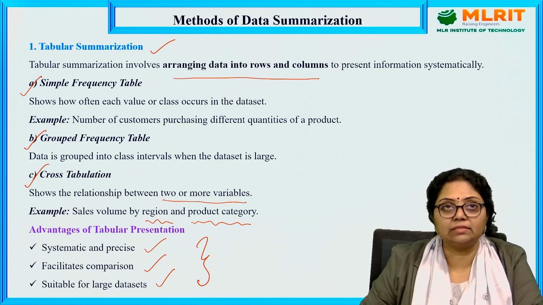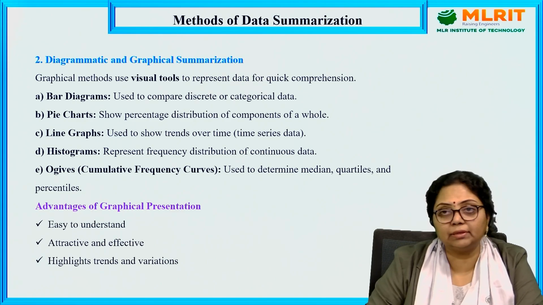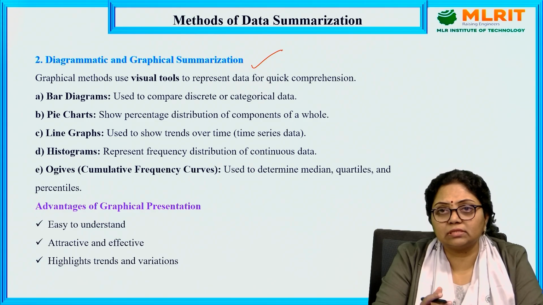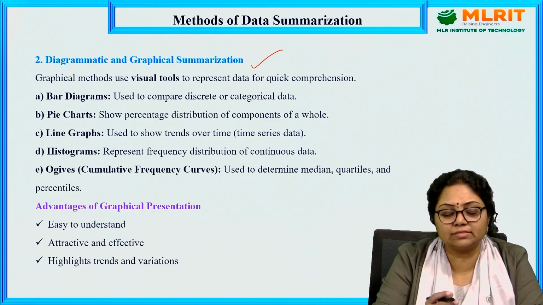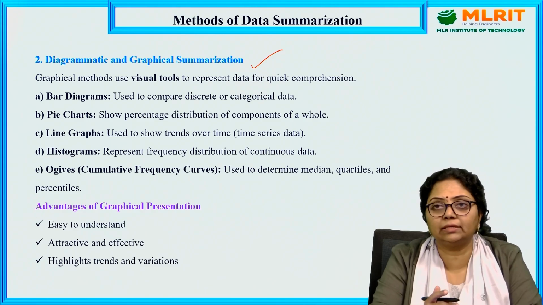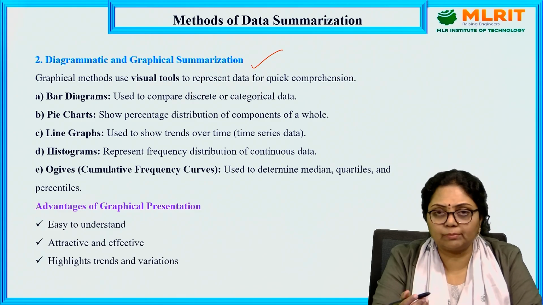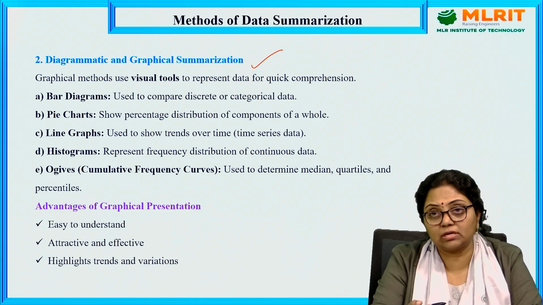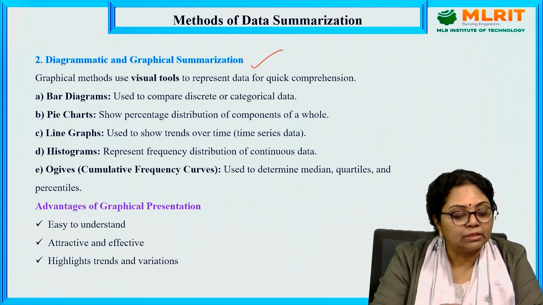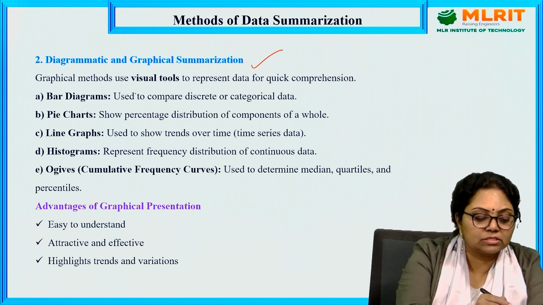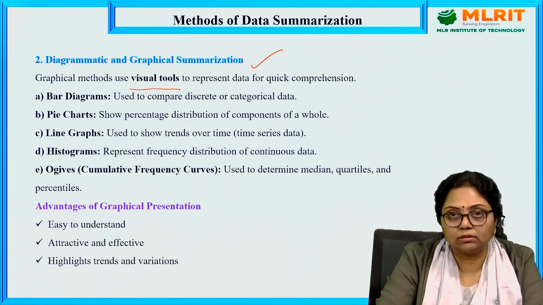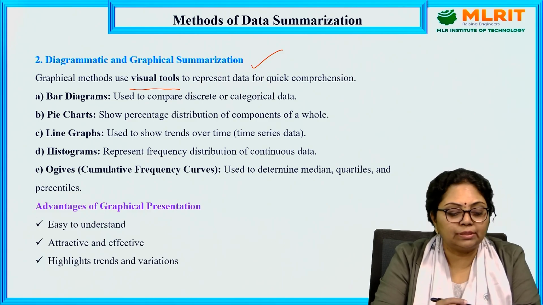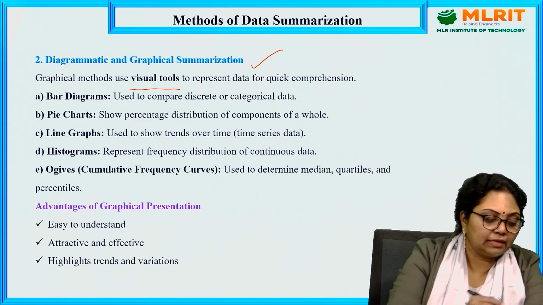So let us see the next method, that is diagrammatic and graphical summarization. Sometimes it is ideal to have the data in the form of a diagram, such as charts and graphs, instead of tabular form. Here in graphical methods, we use visual tools for quick comparison or comprehension. We have different types, like bar diagrams.